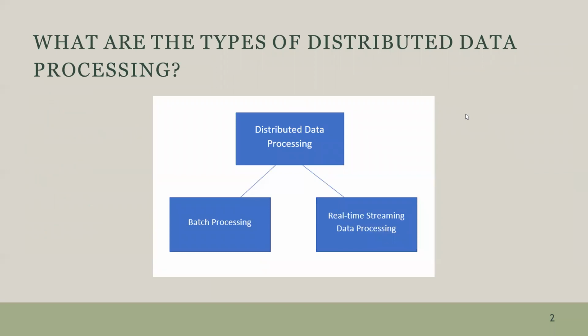What are the types of distributed data processing? There are primarily two types of it: batch processing and real-time streaming data processing. Batch processing is a traditional data processing technique where chunks of data are streamed in batches and processed. The processing is either scheduled for a certain time of a day or happens in regular intervals or is random, but not real time.